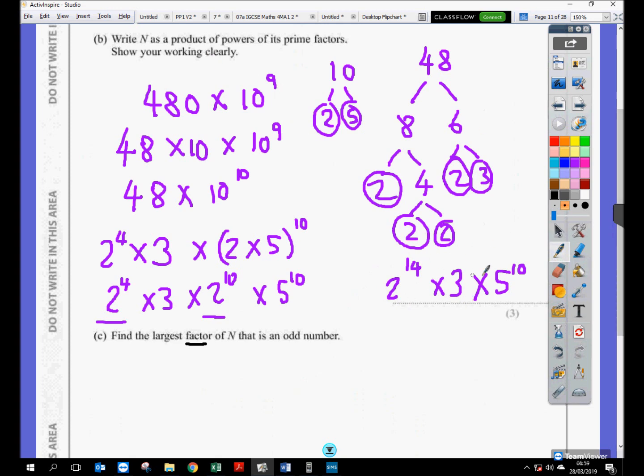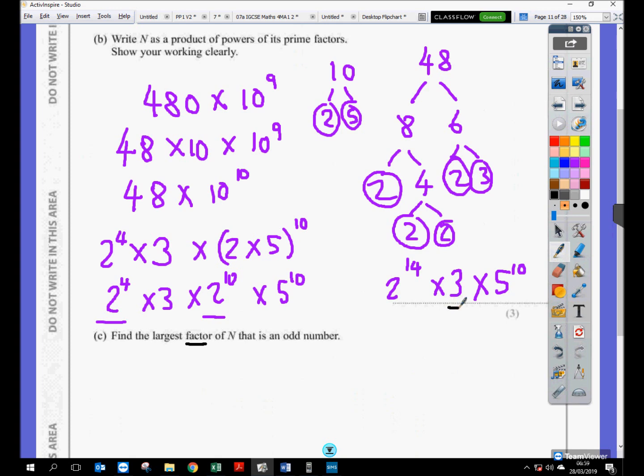2 to the power 14 goes into n. But it's not just 2 to the power 14 that goes into n. It's various combinations of this, like 2 times 3 or 5 squared times 3, etc. These different combinations divide into n. And what we're trying to do is find the largest factor of n that's an odd number.